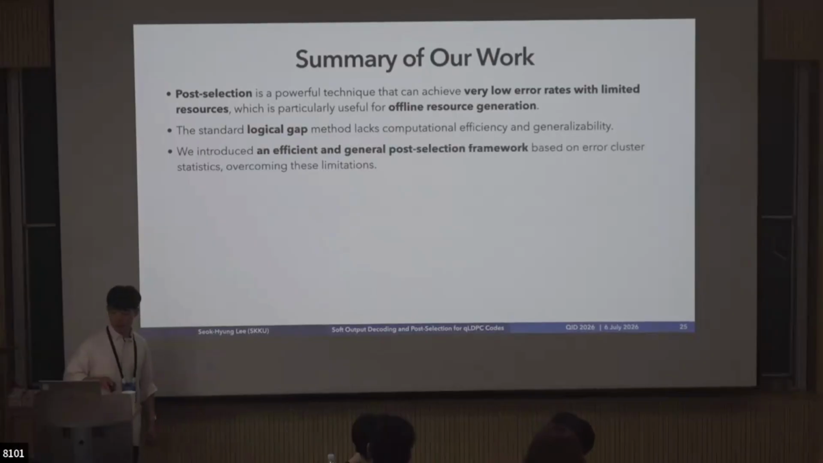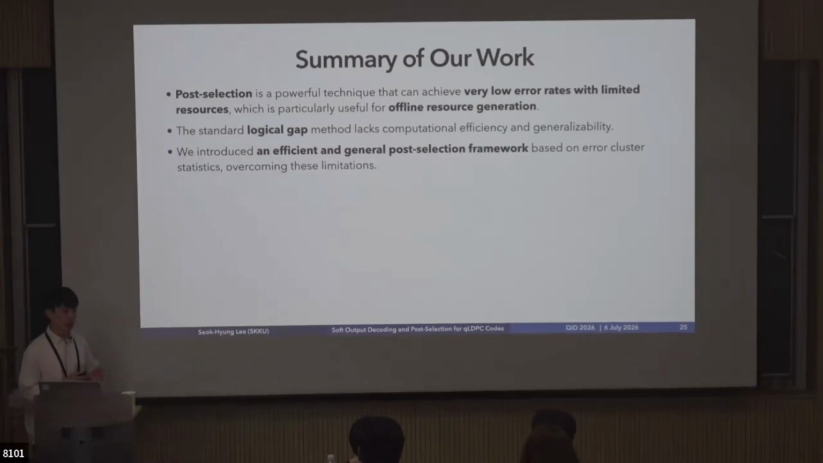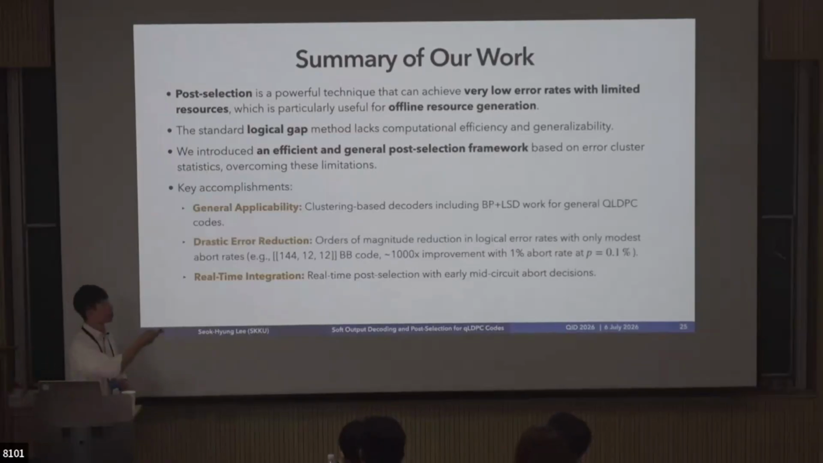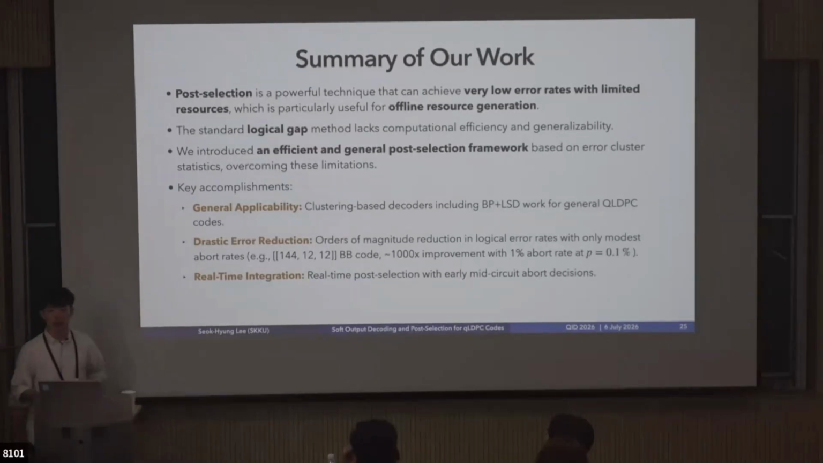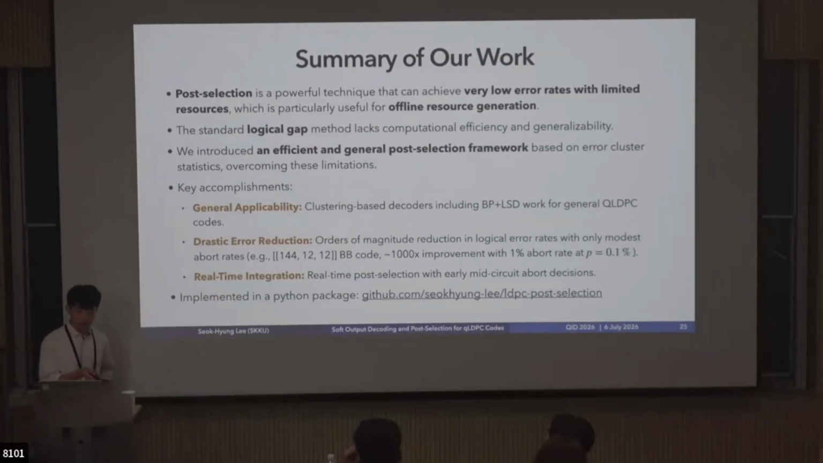So we introduced another heuristic framework for applying the post-selection strategy to arbitrary quantum LDPC codes. It can be applied to general codes with clustering-based decoders and shows drastic logical error rate reduction. For the BB code, the gross code, by aborting 1%, we can reduce the logical error rate by 1,000 times. And it can be easily adapted to real-time decoding. Yeah, and it is open source on GitHub.